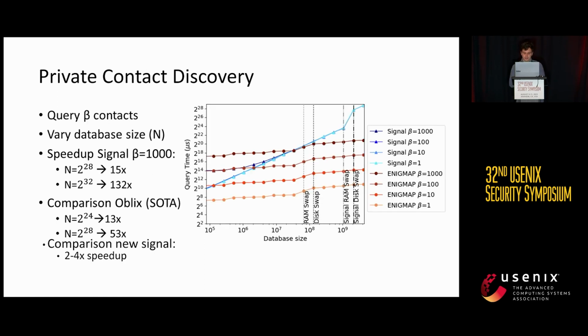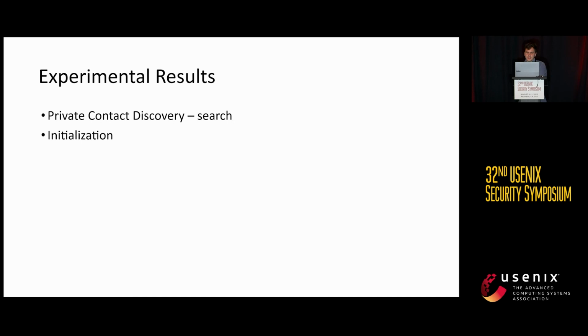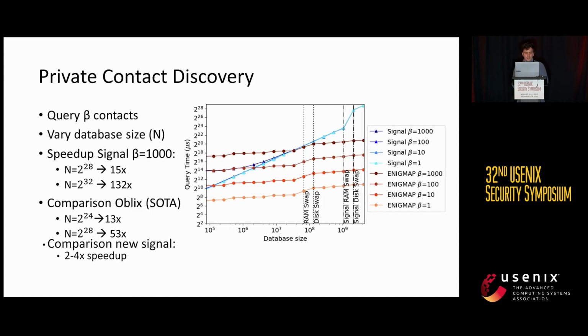So in terms of experimental results, we analyzed Signal's private contact discovery, and we analyzed our initialization algorithm. In order to create a database of size n, we compared our solution with Signal's linear scan, and with the previous state of the art, which also uses an AVL tree. Compared with Signal, we achieve a very large asymptotic speedup. For a database size of 2 to the 28, giving Signal an advantage by picking a very large batch size, we get 15x speedup, and at 2 to the 32, we get 132x speedup.